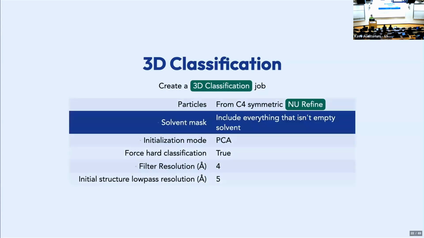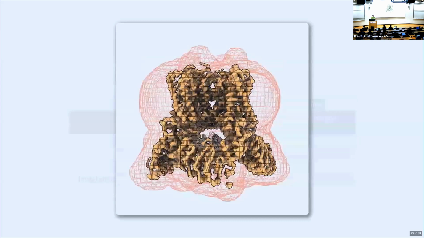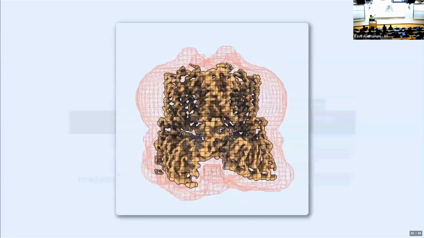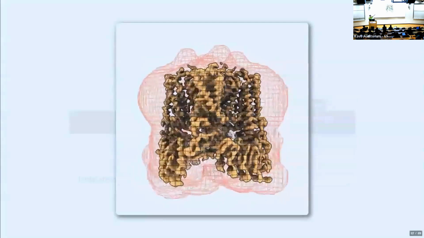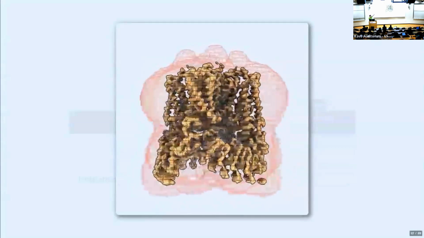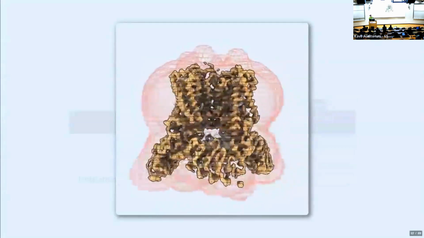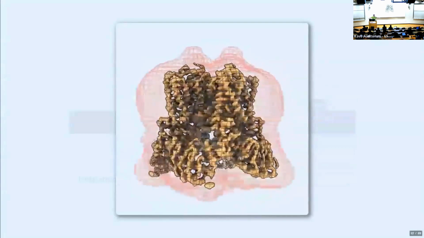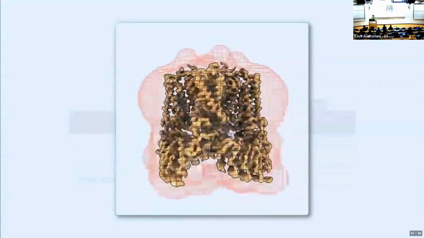In this case, we're just using a solvent mask. There are actually two kinds of mask that 3D classification can accept. We'll talk more about those tomorrow. A solvent mask should go around everything that isn't just totally empty solvent. So in our case, this is what our solvent mask will look like. You can see the channel in the middle there. And then I also have it going around the micelle. That's why it bulges out by the TMD. So basically, this mask surrounds everything that isn't zero, okay?